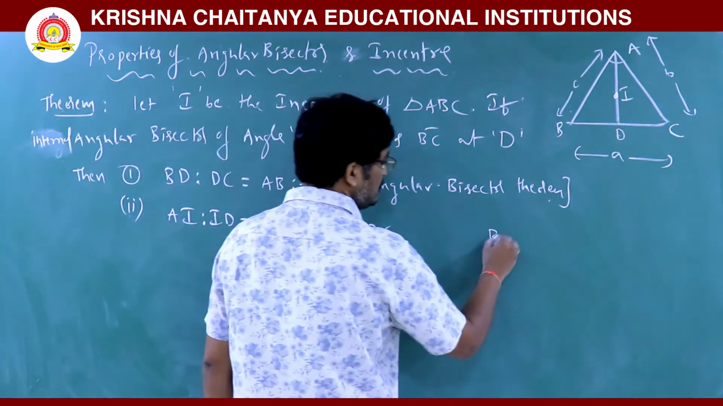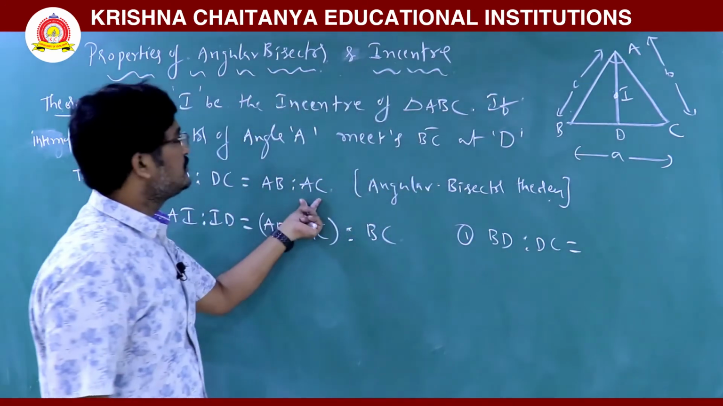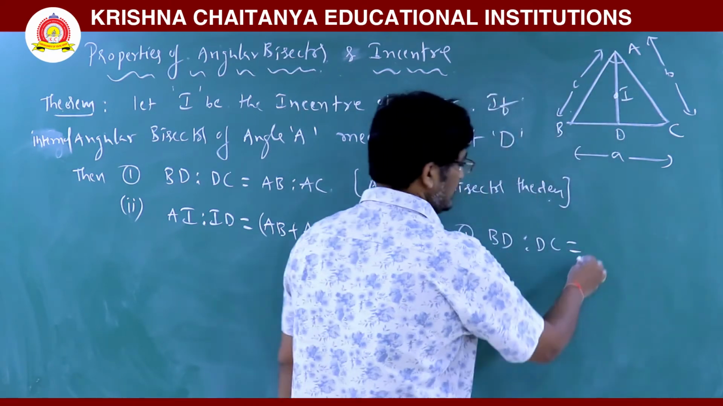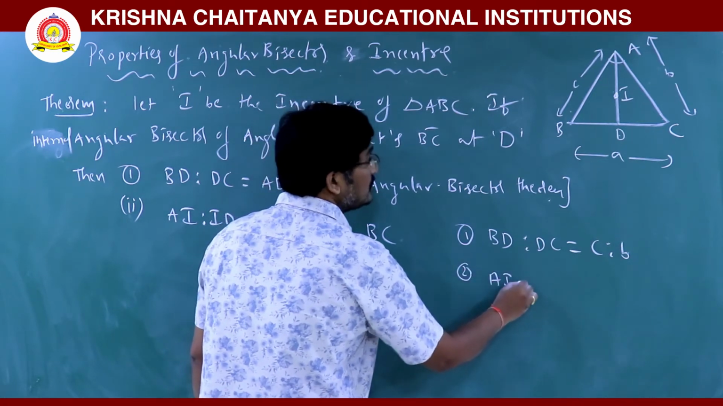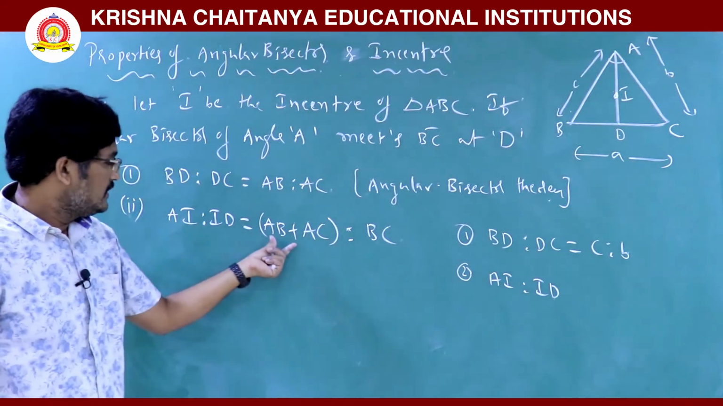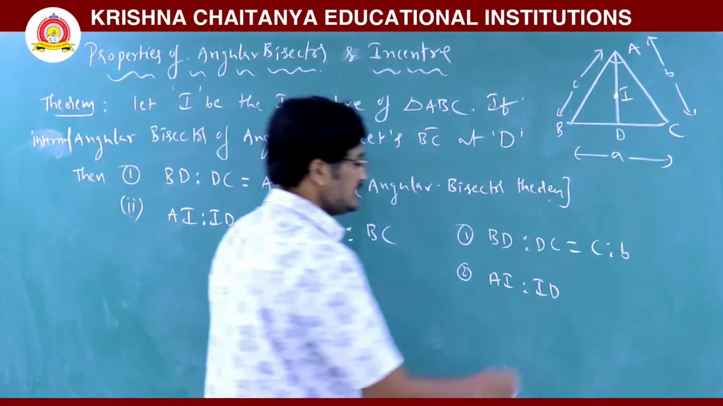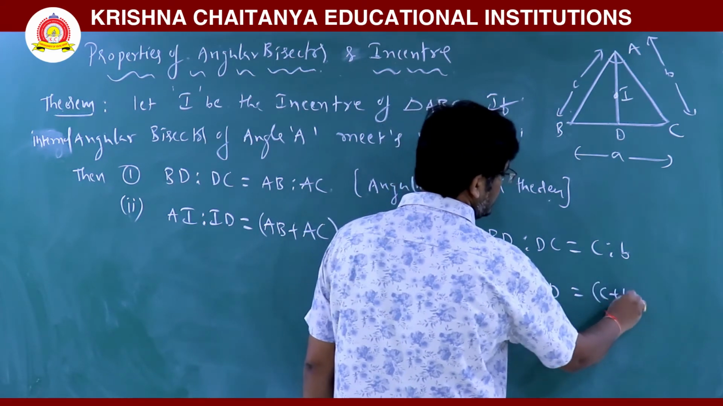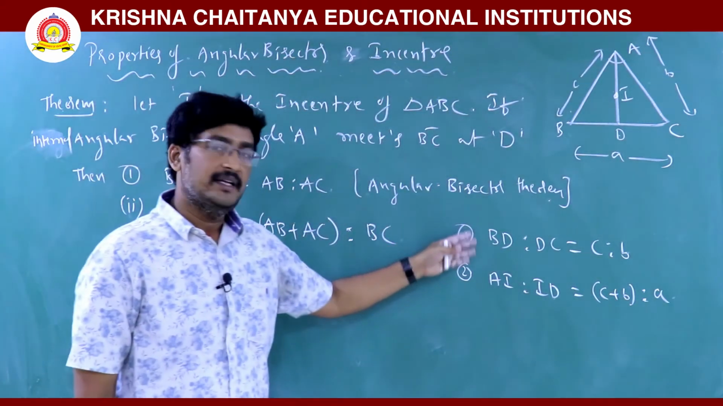BD is to DC is equal to AB is to AC, the first property. AB is to AC means c is to b. In the same way, AI is to ID is equal to the second statement. What is AB? c. What is AC? b. What is BC? a. So AB plus AC means c plus b is to a. We have to rewrite these two statements like this.